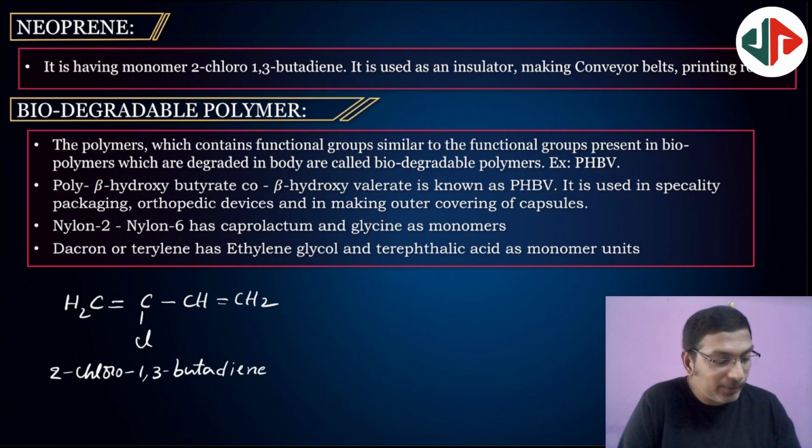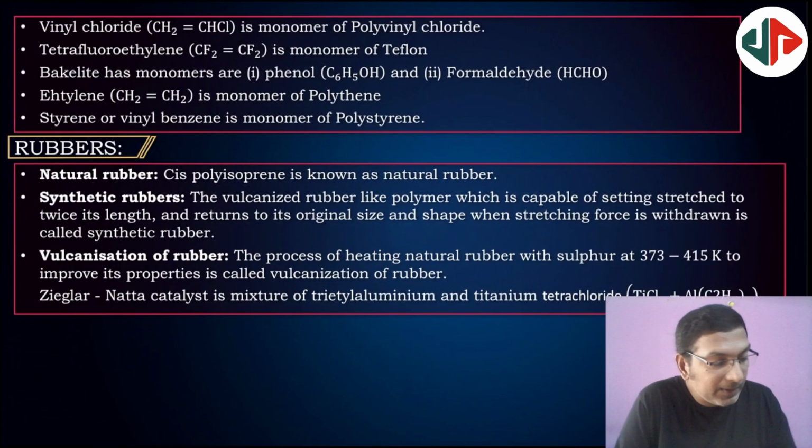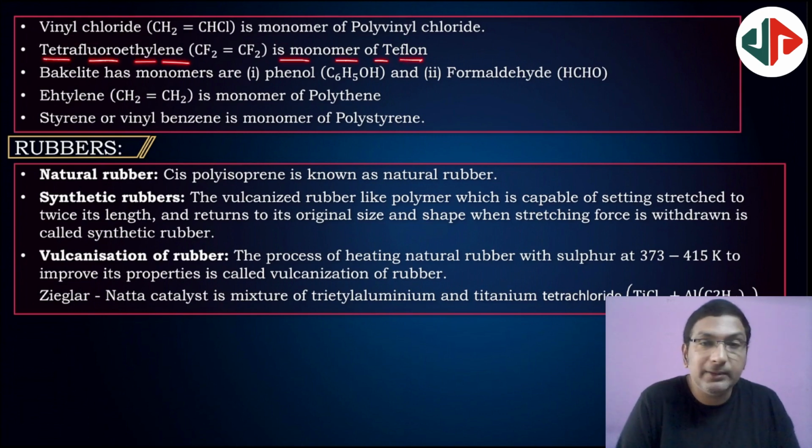Next, Dacron or terylene has ethylene glycol and terephthalic acid as monomers. So these are biodegradable polymers. Vinyl chloride is the monomer of polyvinyl chloride, PVC pipes. Next, tetrafluoroethylene is the monomer of Teflon. Teflon is polytetrafluoroethylene.